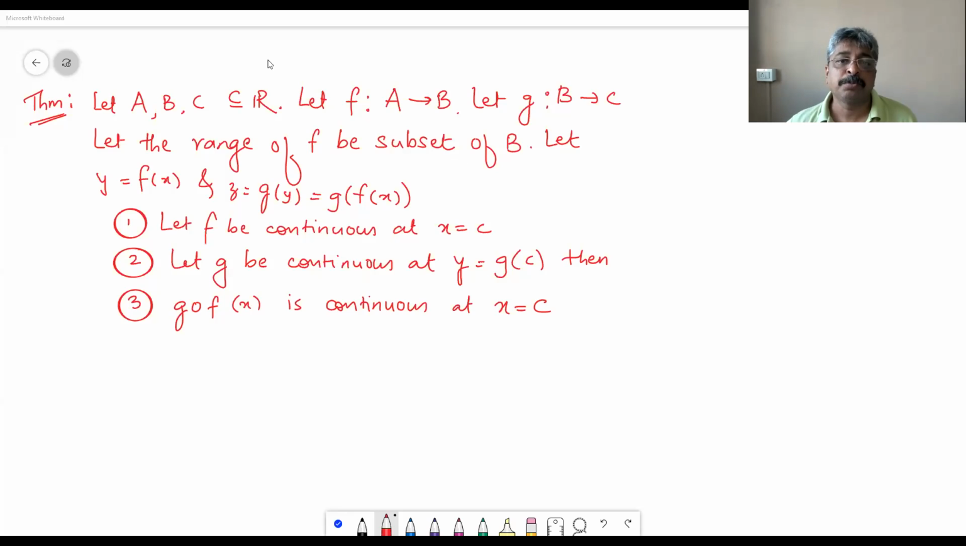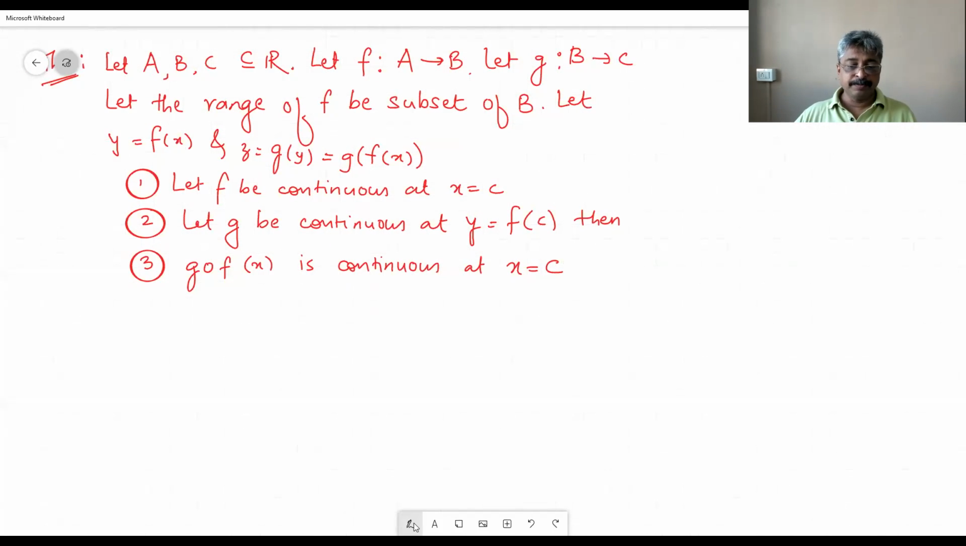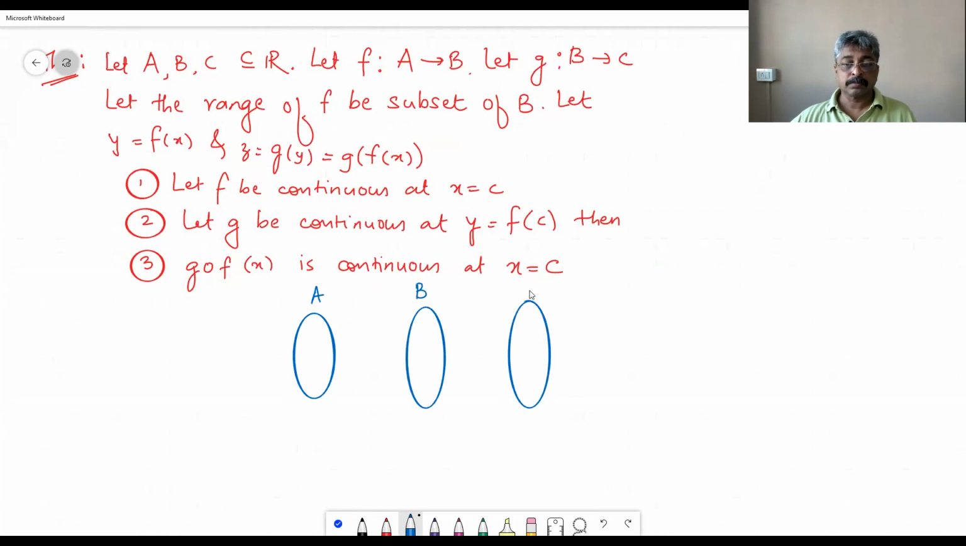Okay, so try to prove this theorem. Let us draw a picture of what we want to say. There are 3 sets, basically A, B and C. From A to B, function f is operating. From B to C, function g is operating. The variable here is x, this is y, this is z. So that is the setup.